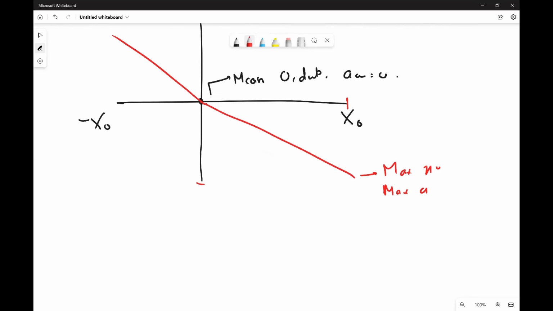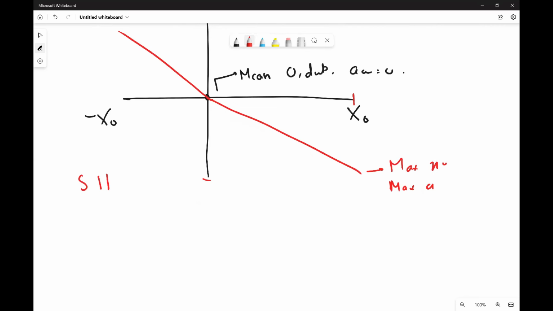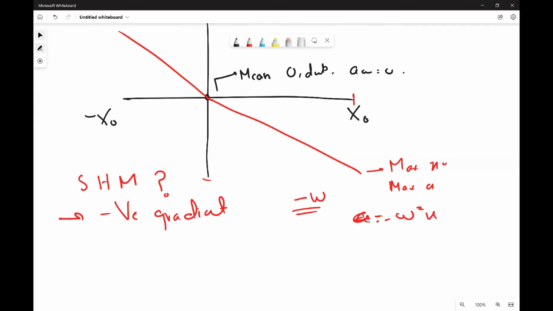So how is this graph representing simple harmonic motion? The question is, by looking at this graph, how can you explain simple harmonic motion? Number one, it has a negative gradient. The gradient gives negative omega squared, which is the negative omega squared in our formula, so the formula is justified. Yes, a is negative omega squared x. Another thing, the line is passing through the origin.